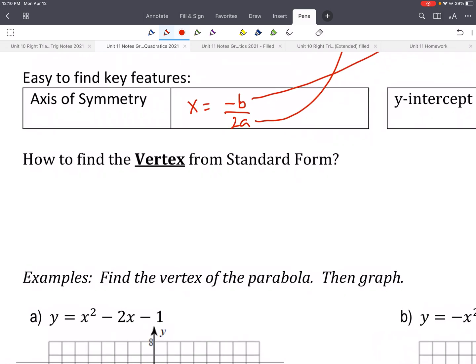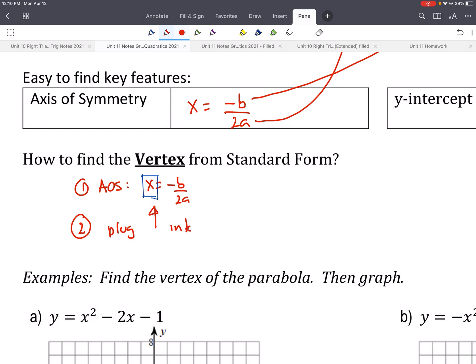All right, reminder on how to find the vertex. Again, we're always going to start by doing the axis of symmetry, x equals -b over 2a. That gives you your x for your vertex. And then to find our y, we plug x into the equation. So that gives you your x and your y for your vertex.